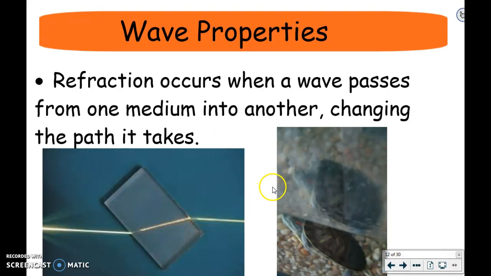The other thing that could happen is this thing called refraction. Refraction occurs when a wave passes from one medium and physically goes through another one and changes the path that it takes. For example, we have a light beam over here, in a straight line, but then it hits this piece of glass at an angle. You may see the angle change here, because it goes from one medium to another. And then when it goes back out again, it changes again.